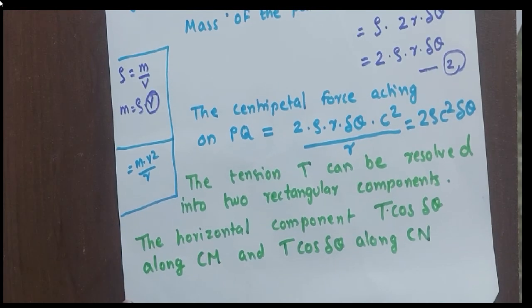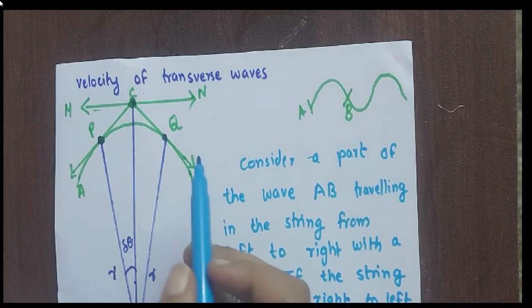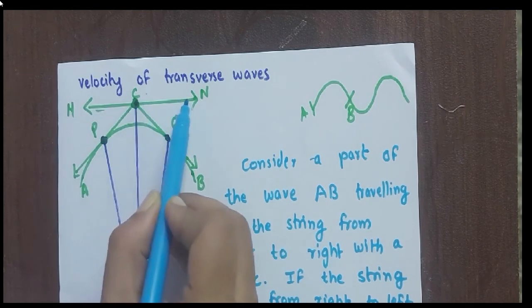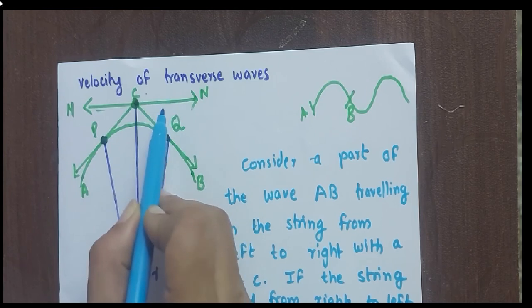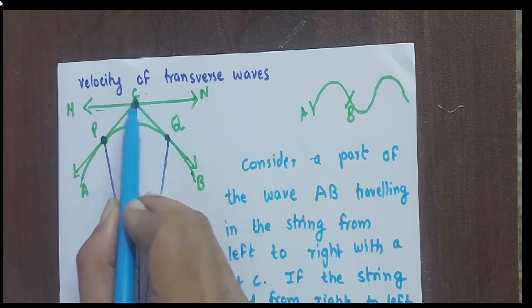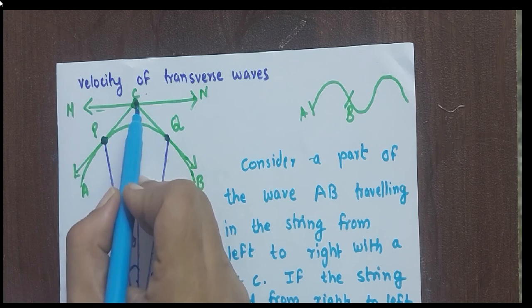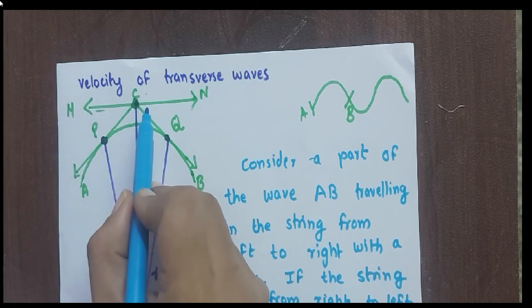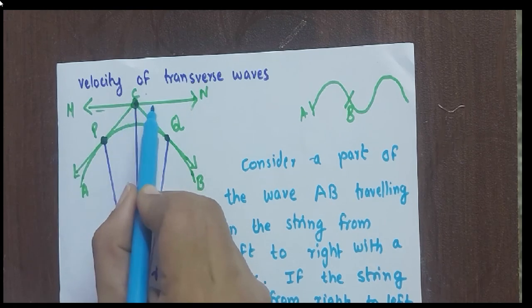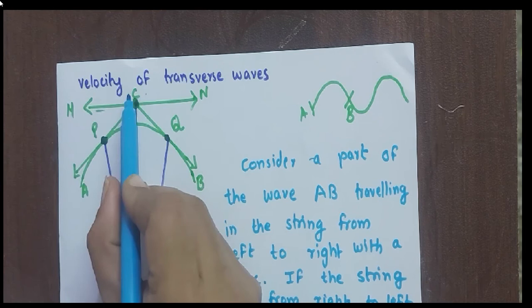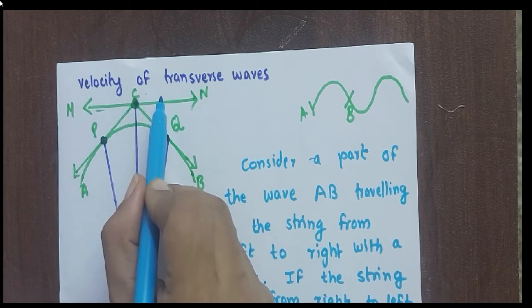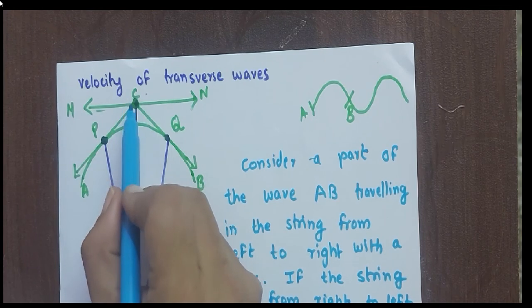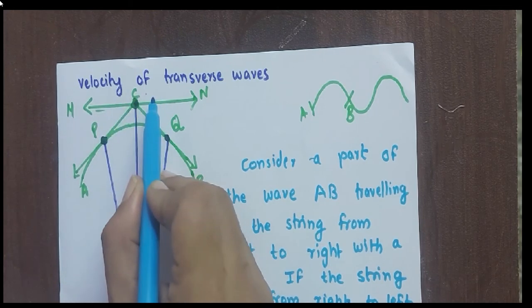Now here we should understand something. So again we will see our diagram number 1, CM and CN. When we resolve into rectangular coordinates, this is the horizontal component, and T cos del theta will act along CM direction and T cos del theta along CN direction. These two forces are equal in magnitude but opposite to each other. Hence they will cancel out.